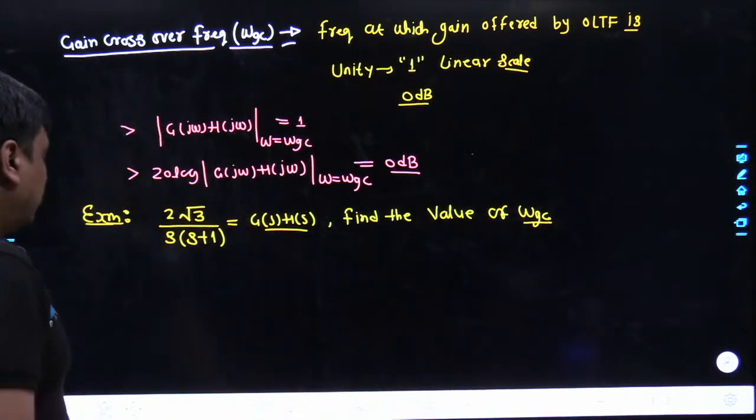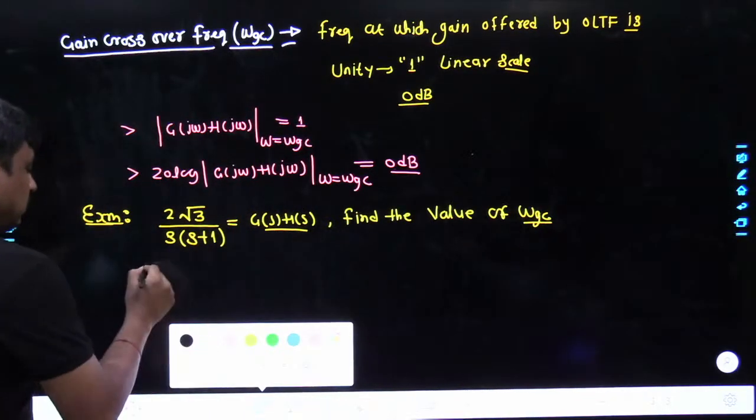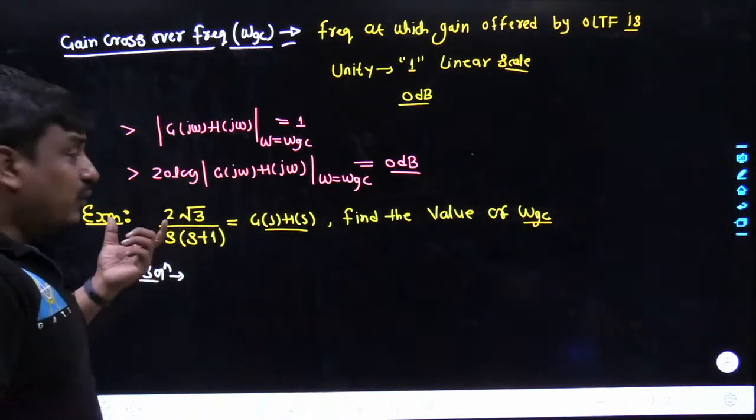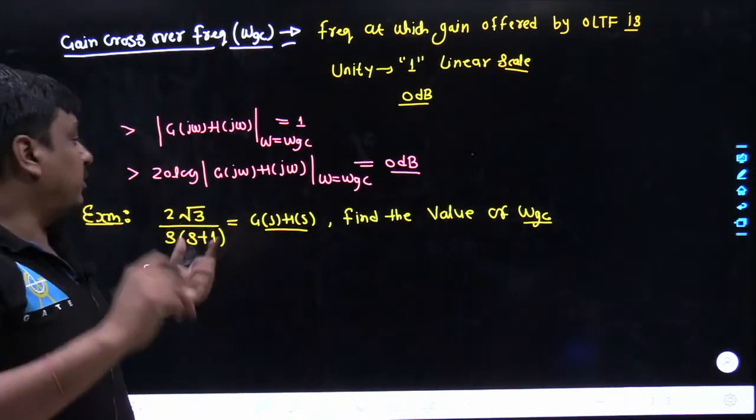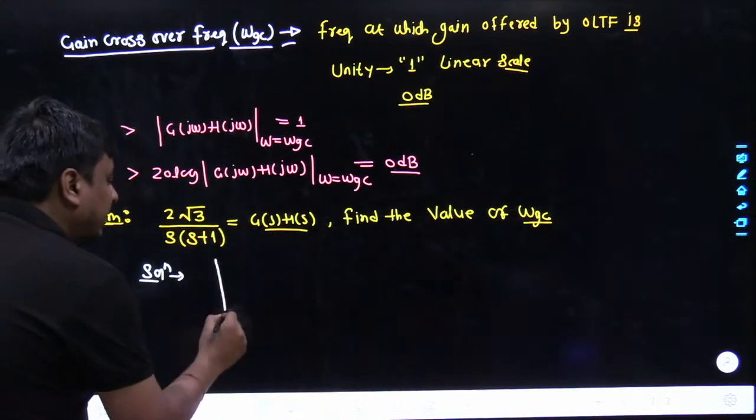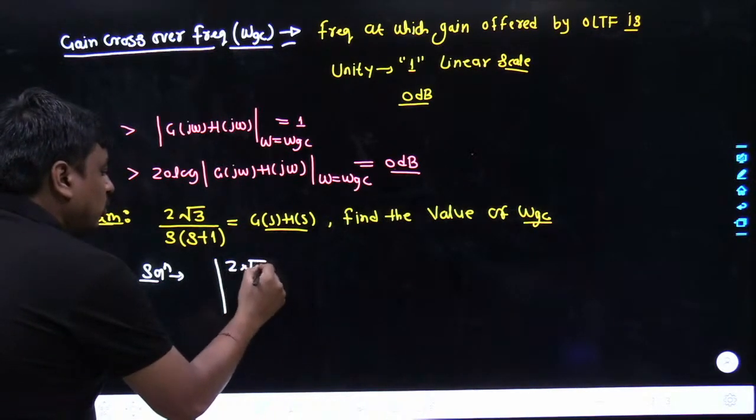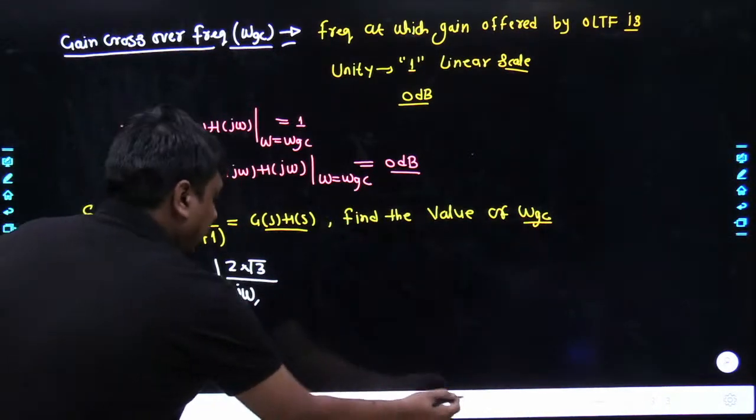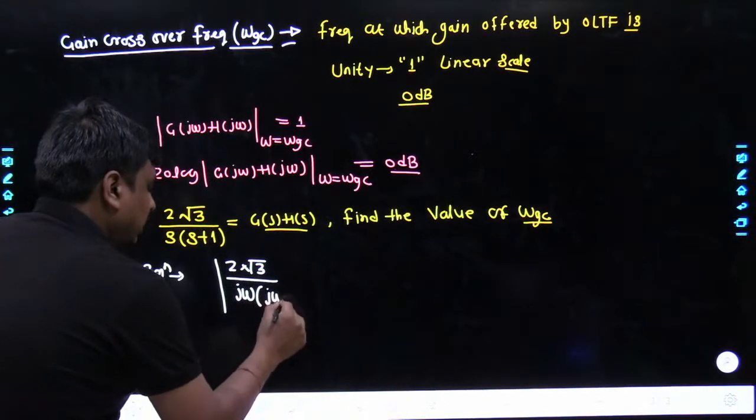Yes. May I know what would be your approach? I need to get the magnitude offered by the given OLTF in frequency domain. So here it becomes the magnitude of the given OLTF in frequency domain, j omega within the bracket j omega plus 1.